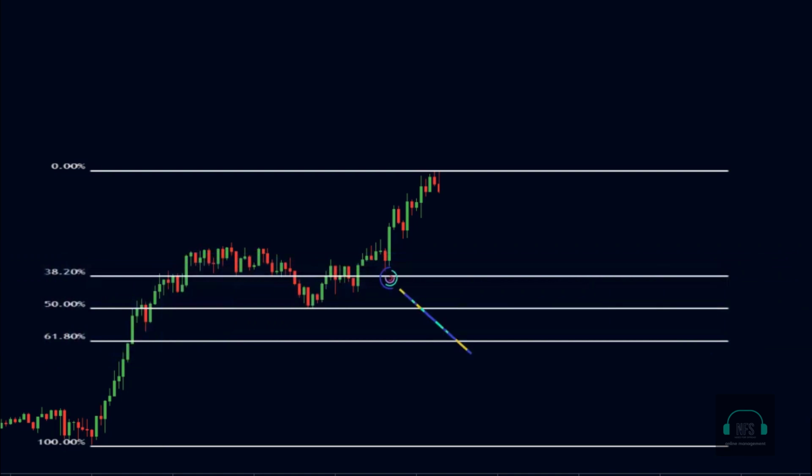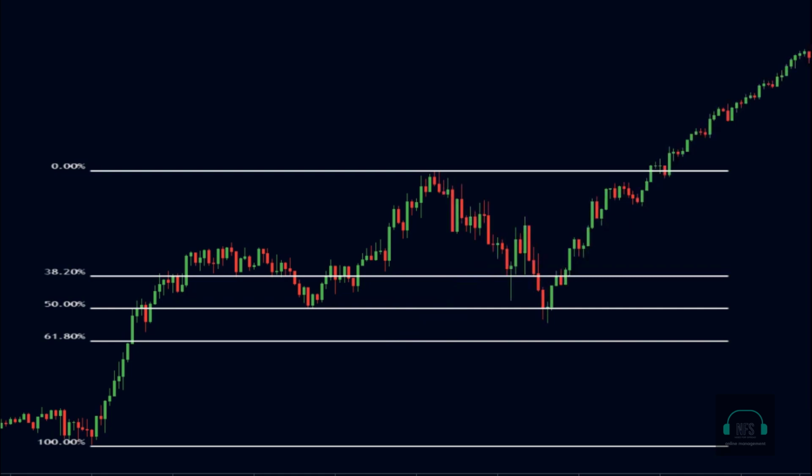The first one is the 38.2% retracement level. This means that this line marks 38.2% of the impulsive move. Similarly, the second line is the 50% retracement level. In other words, it is exactly the halfway point of the impulsive move. And lastly, we have the 61.8% retracement level.